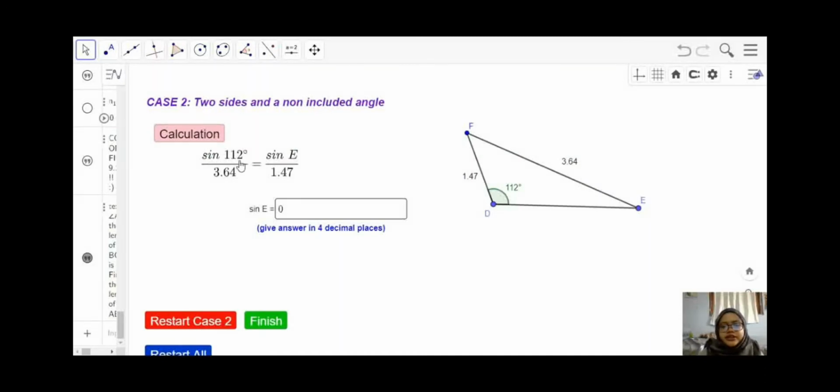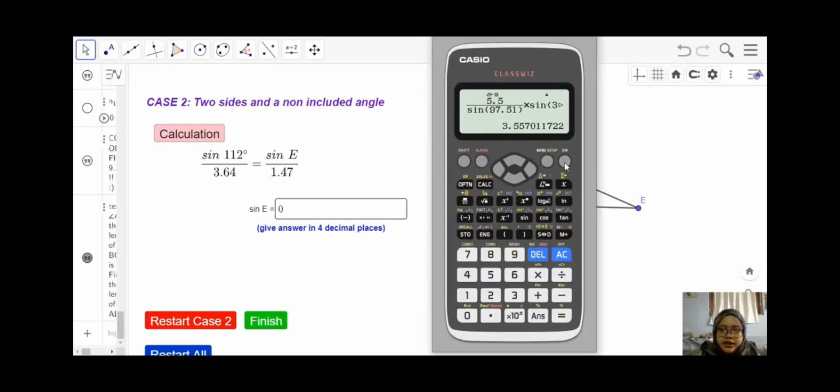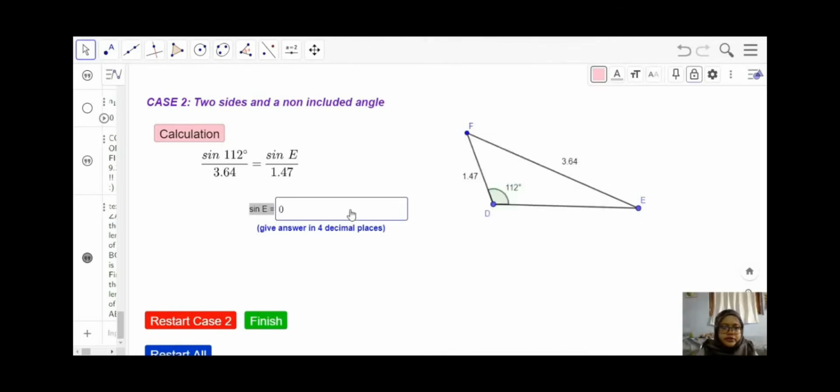So this is the calculation for case 2. We have sine 112 and the opposite side is 3.64. Substitute, and it is equal to sine E, since we want to find angle E, and the opposite side is 1.47. So the answer for sine E, let's calculate. Sine 112 over 3.64 multiplied by 1.47, we get 0.3744.